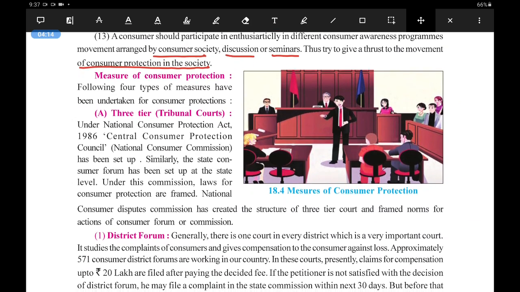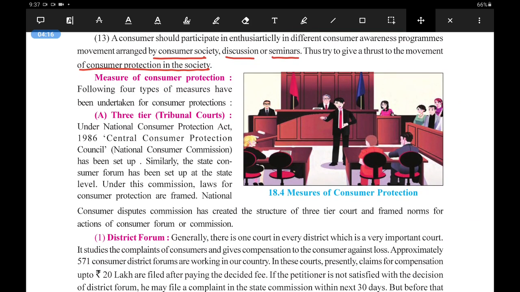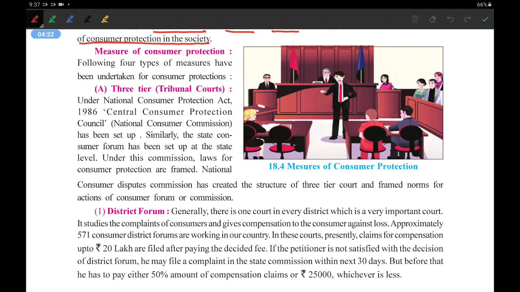Next, we are going to study the measures of consumer protection. At what levels can the consumer be protected? The following 4 types of measures have been undertaken for consumer protection. First, a 3-tier or tribunal court. Under the Consumer Protection Act 1986, the Central Consumer Protection Council, that is the National Consumer Commission, has been set up.